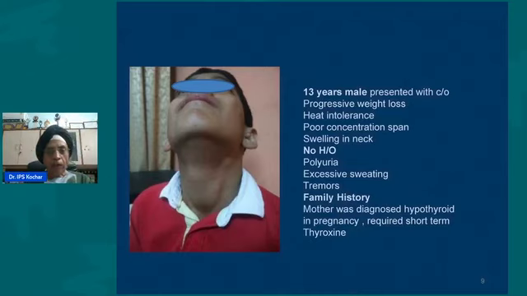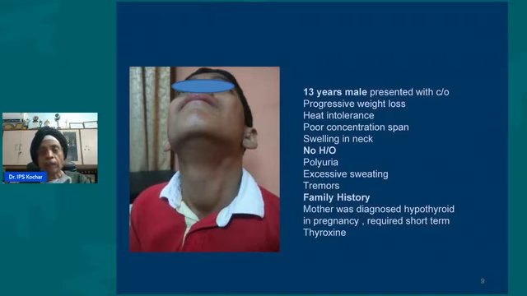This is a 13-year-old boy who presented with a complaint of progressive weight loss. So they come to you that there's progressive weight loss. You start thinking, does he have diabetes? Because of diabetes, he's losing weight. Or he has some other problem, or he's having some nutritional issues.